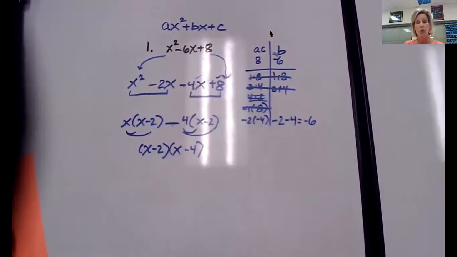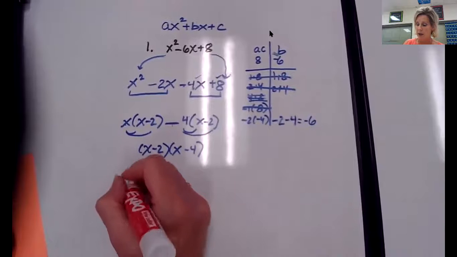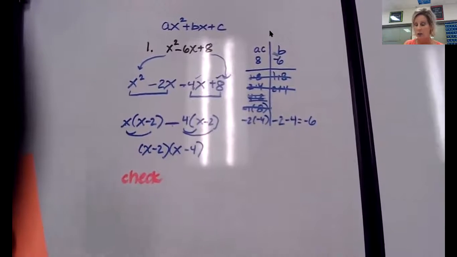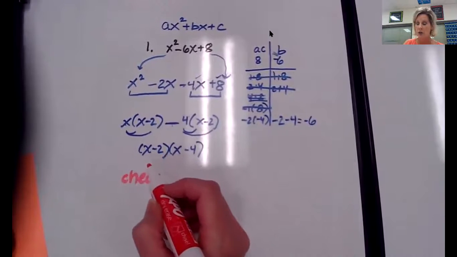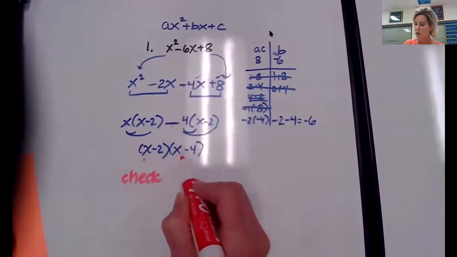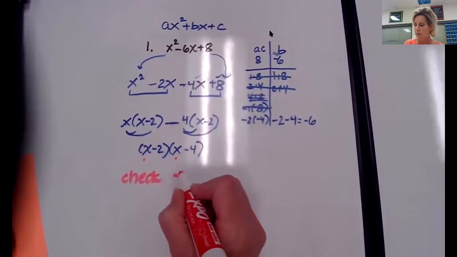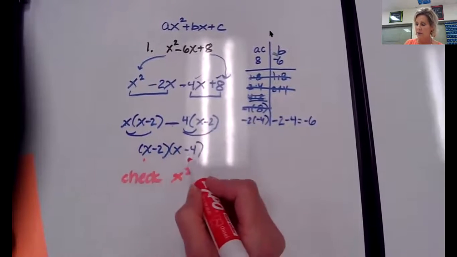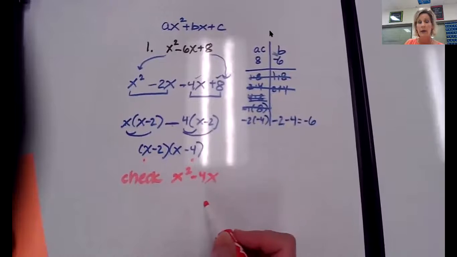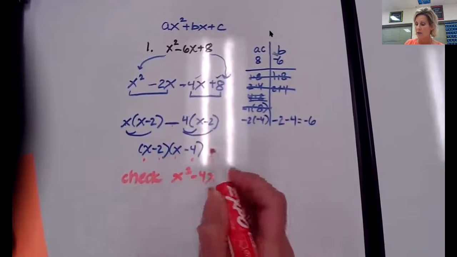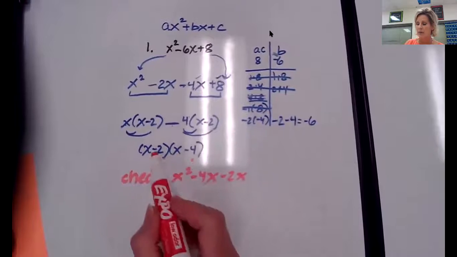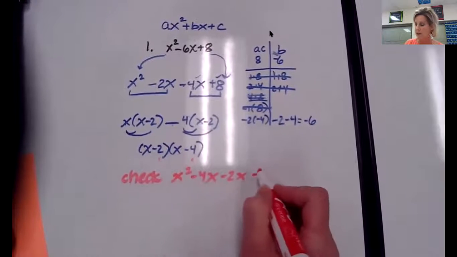Now remember, you can check this by multiplying everything back out. I usually do this in my head instead of actually writing it out, but you're new. You're back in school for the first time, so I'm going to use the FOIL method. First is x squared. Outer is x times negative 4. Inner is negative 2 times x. Last is negative 2 times negative 4, which is plus 8.